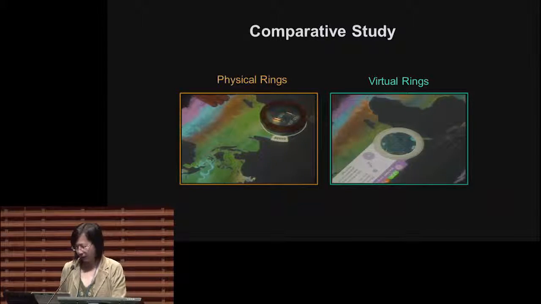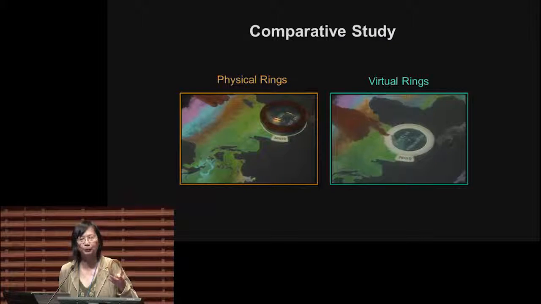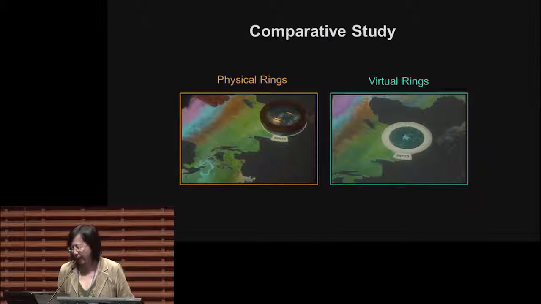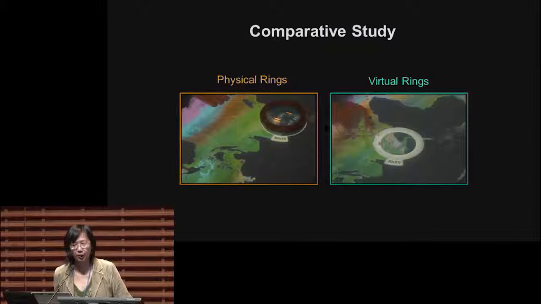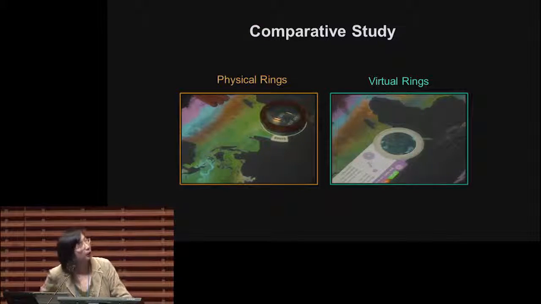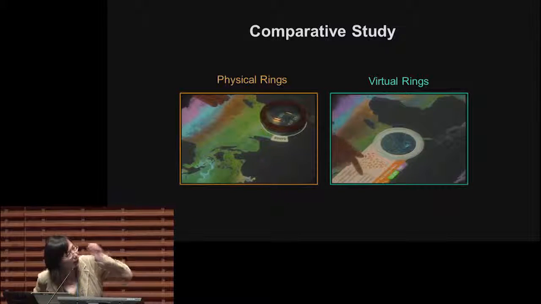So this lens, believe it or not, was incredibly difficult to design. It was incredibly expensive to make, and the question came up, what does this really bring to the table, so to speak? And to answer that question, what we did was we did a comparative study, and we designed its virtual counterpart. So here is the virtual ring in action.